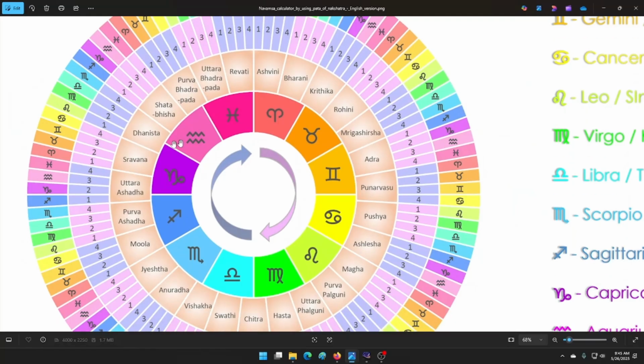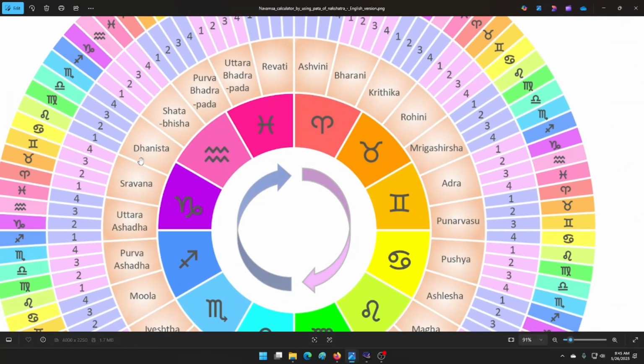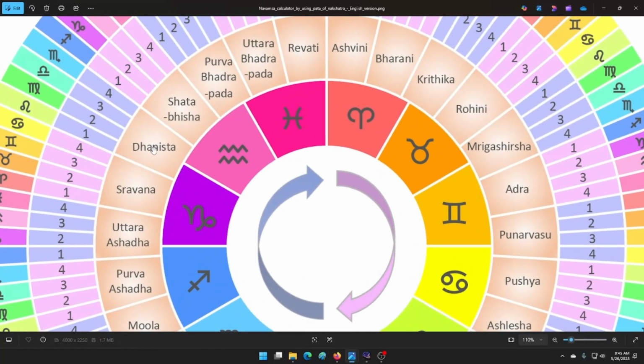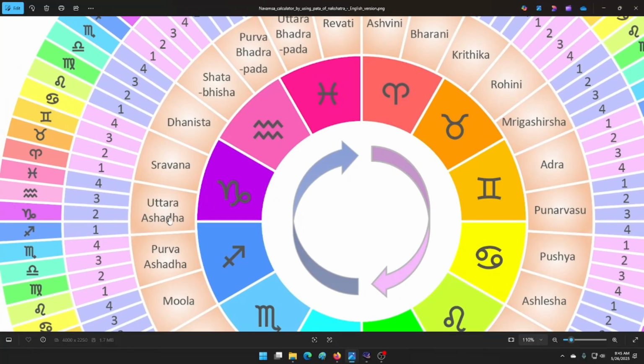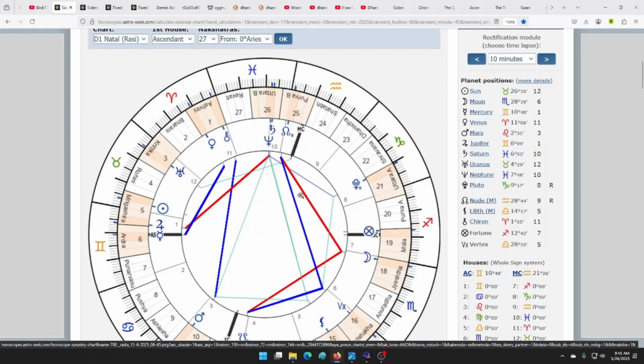Dhanishta is over here, and Shravana, Dhanishta, this is Capricorn. Capricorn has some of Uttara Ashada as well, but over here you have the big ear and Dhanishta. Now, Abhijit is also right over here where it goes to Vega, which doesn't show it on this chart, but I will show you here.